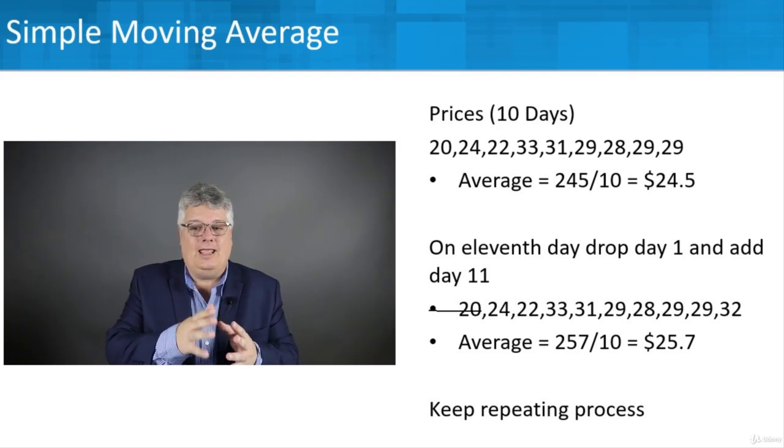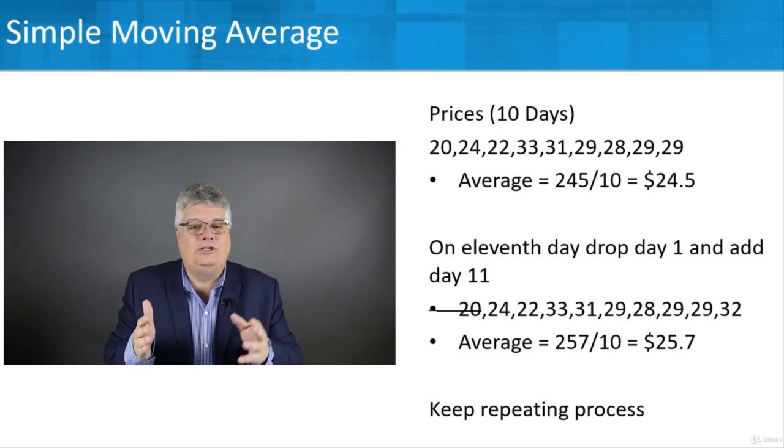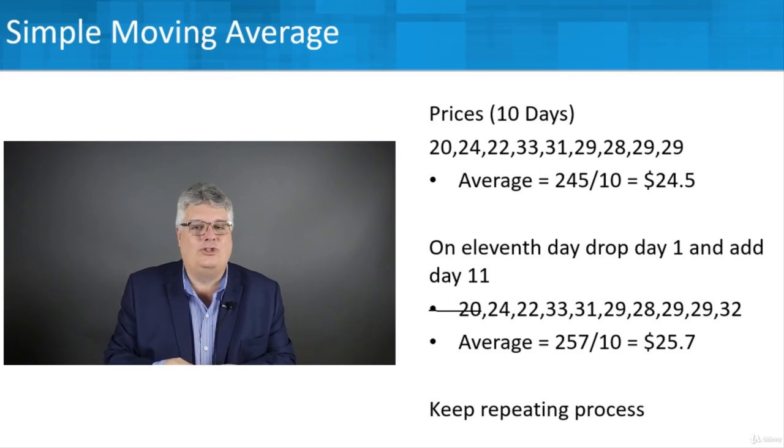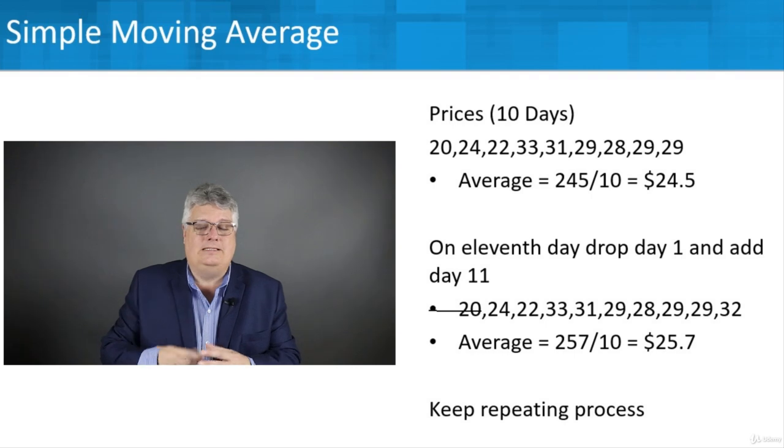And then that's your average based on that time frame. Then on the 11th day, you drop your day one figure, the 20, and you add in the next day's figure. So on the 11th day, which let's say, for example, was 32, we now recalculate our moving average, and it becomes 25.7 as our average over that 10-day period. And you keep repeating the process, dropping, adding, and that gives you this range of prices.